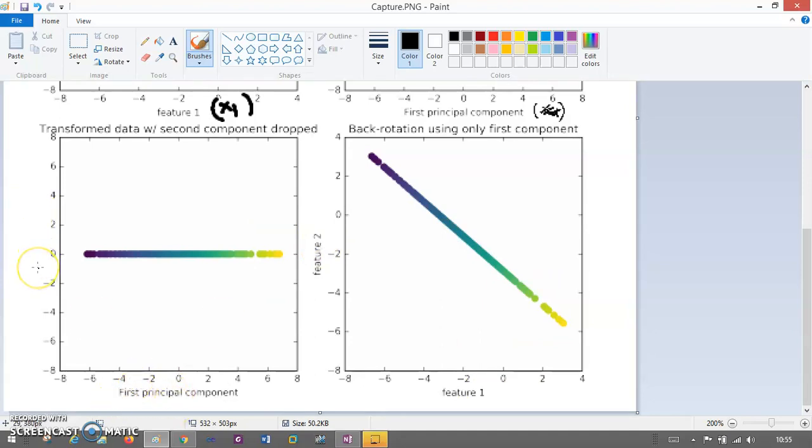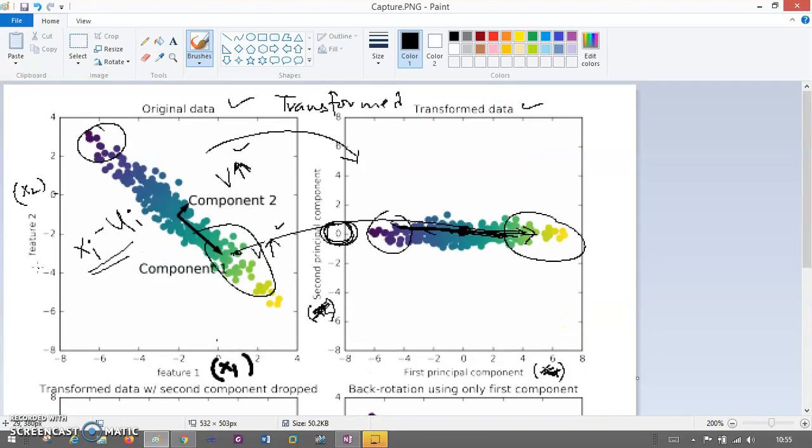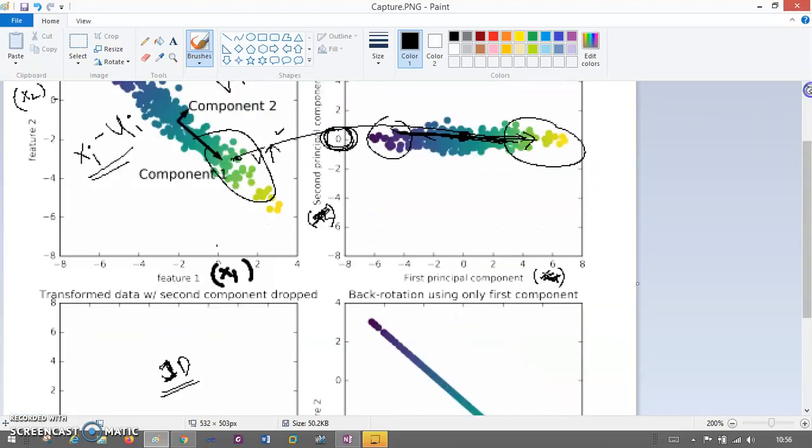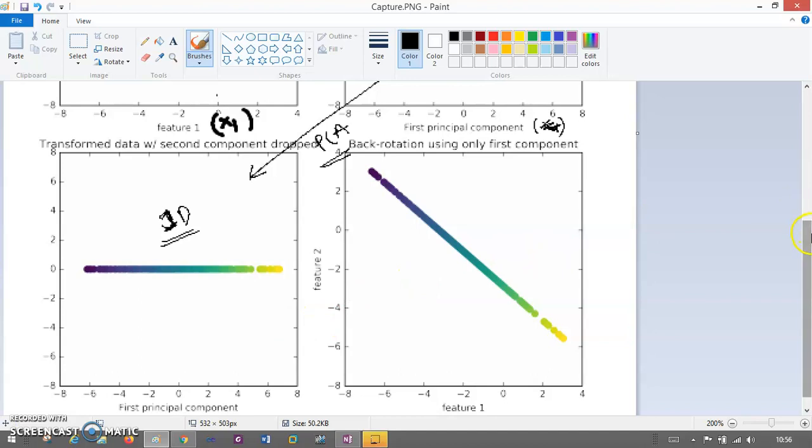We don't have any y-axis. I just took this complete transformed data, but I removed the second principal component, and I get only 1D. So this graph is basically in one dimension, and this was earlier in two dimensions. So I reduced my dimensions from higher dimension to lower dimension with the help of principal component analysis. Using two PCs, I only used one PC. This is what you can see from the graph.